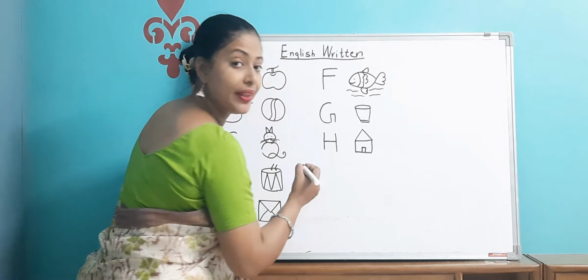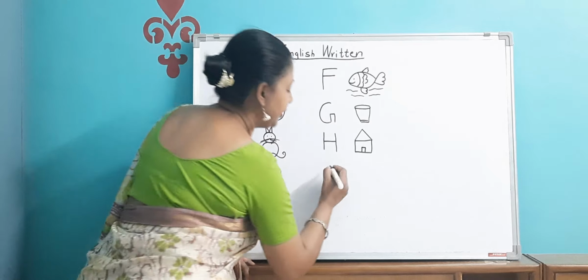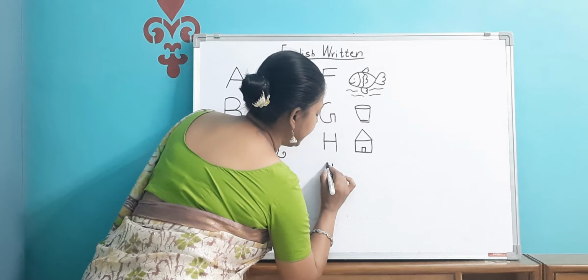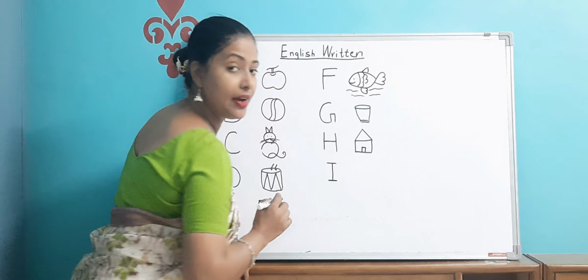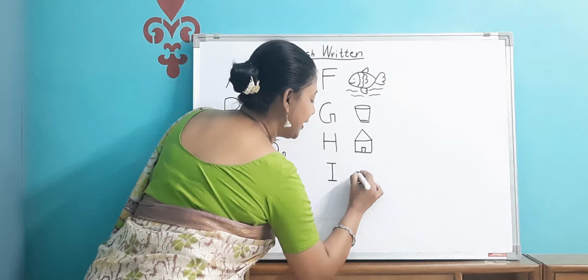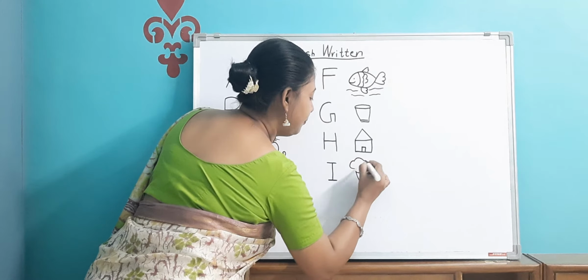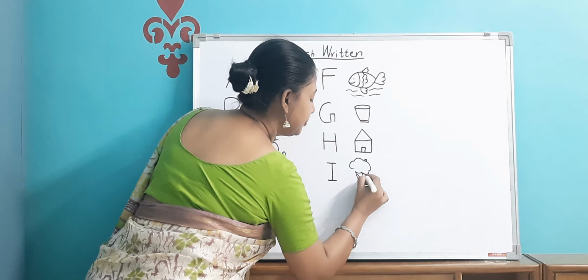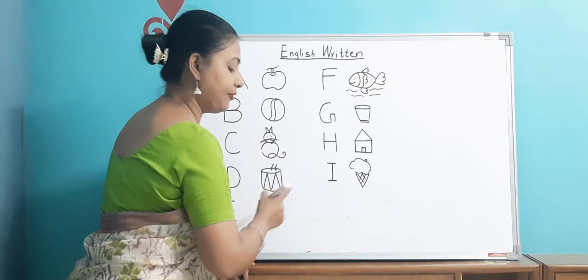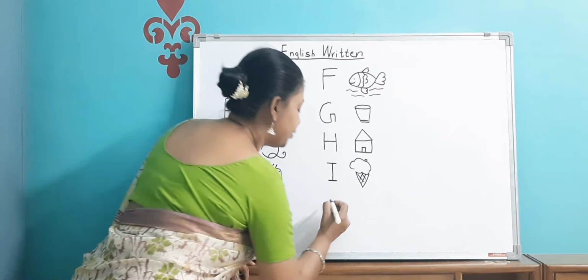Which alphabet comes after H? After H comes I. This is standing line, sleeping line and sleeping line. This has become I. I for ice cream. You children love to eat ice cream. This is an ice cream.